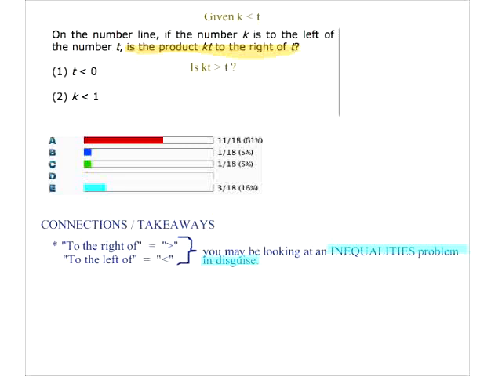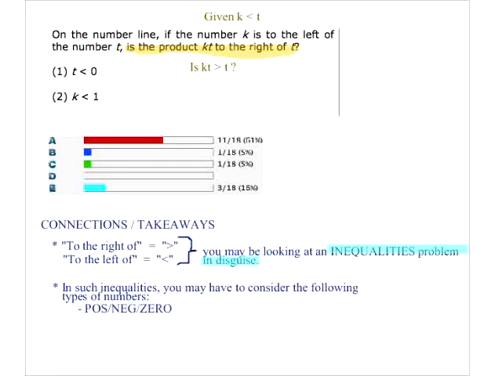So PNZ, positive, negative, 0, very true. And then also fractions. So, right. In such inequalities, you may have to consider the following types of numbers. Positive, negative, 0 pretty much all the time. 3 signs, remember there are not 2 signs, there are 3 signs. And you might have to think about fractions.